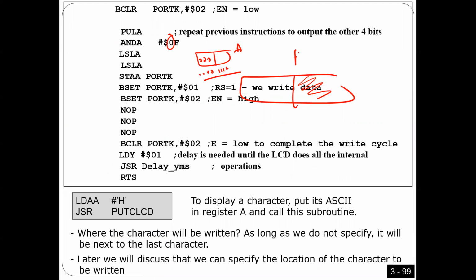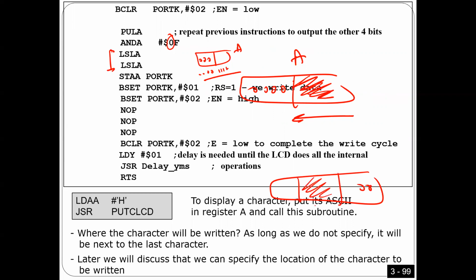So now register A, we have here some value, and we have 0 0 0 0. What I did before, I did shift right. This time I'm gonna do shift left, this way 2 times as I did here. After doing that, now I have 0 0, the least significant 4 bits 0 0. Now I'm gonna send them to port K, as you see here.